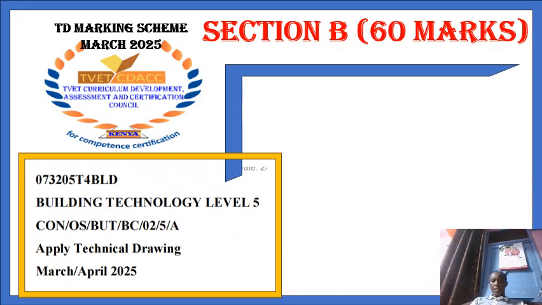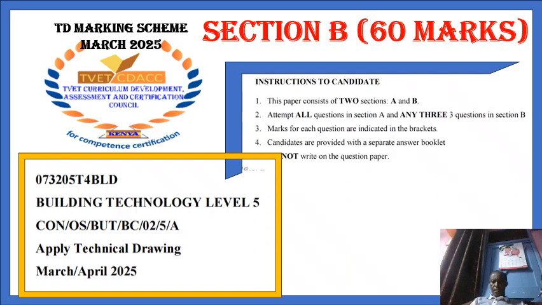which carries 60 marks. After we had tackled section A, the instructions remain the same, and they are as follows. This paper consists of two sections, A and B, and this is part B of it. Marks for each question are indicated in the brackets. Candidates are provided with a separate answer booklet, and you should not write on this paper.